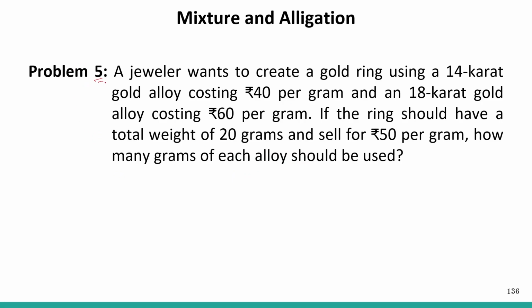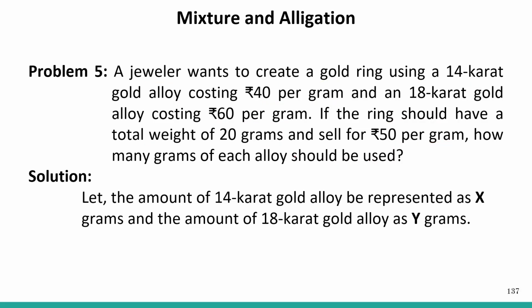So let's go forward with problem number 5. A jeweler wants to create a gold ring using 14 karat gold alloy costing 40 per gram and 18 karat gold alloy costing 60 per gram. If the ring should have a total weight of 20 grams and sell for 50 per gram, then how many grams of each alloy should be used?